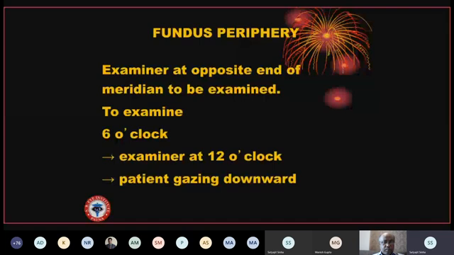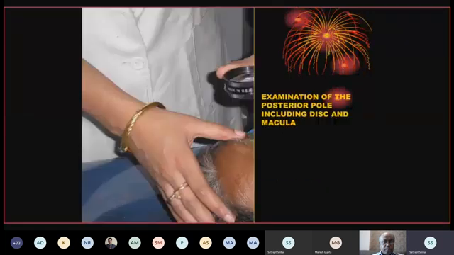So now, examination of the posterior pole, including the disc and macula. You see that I am a left-handed person, so the thumb and index finger hold the biconvex lens, and the other hand helps to retract the upper lid of the patient. Okay, can you see this picture?